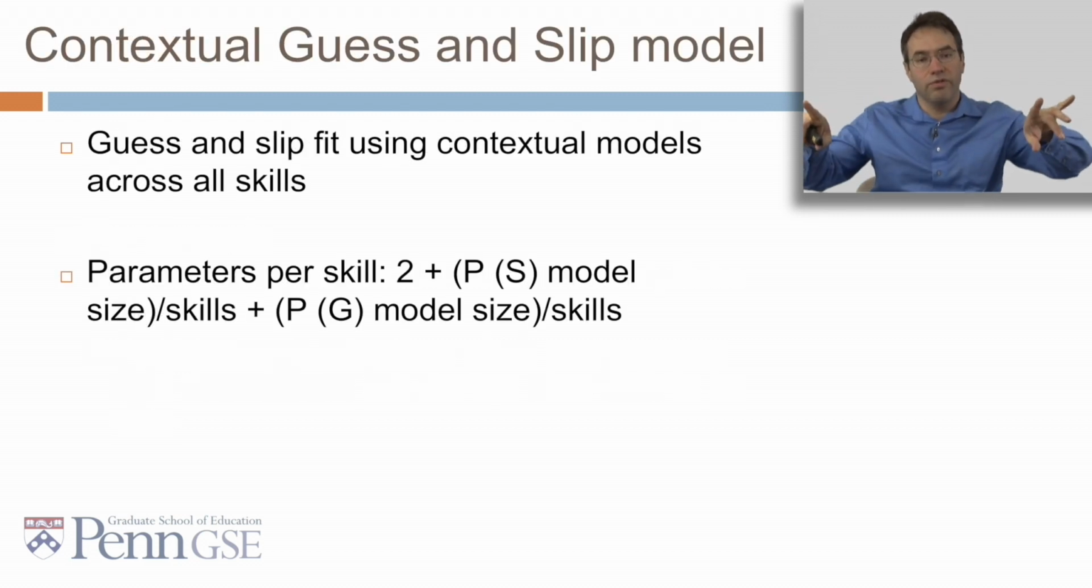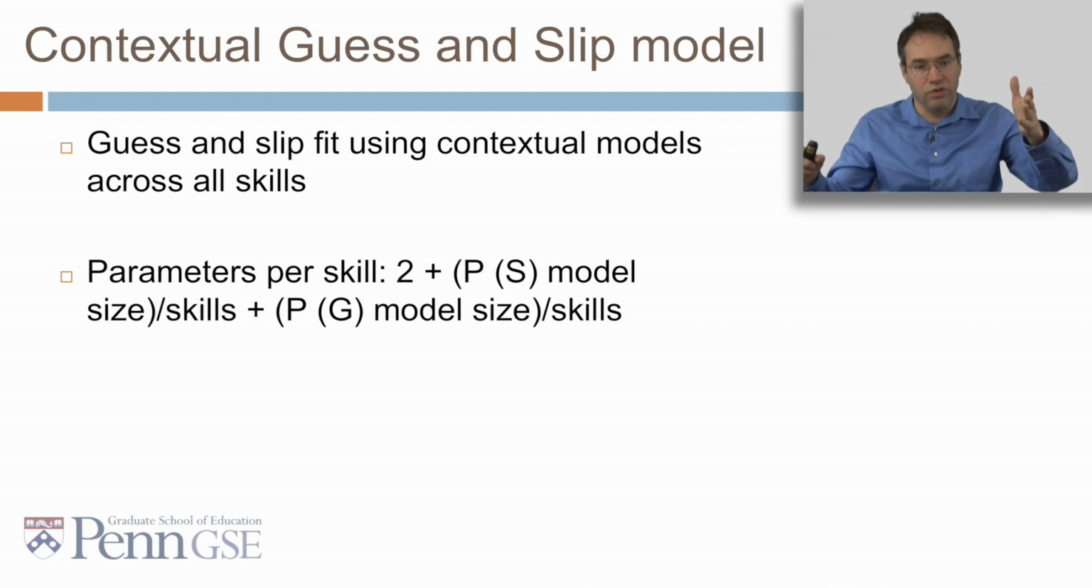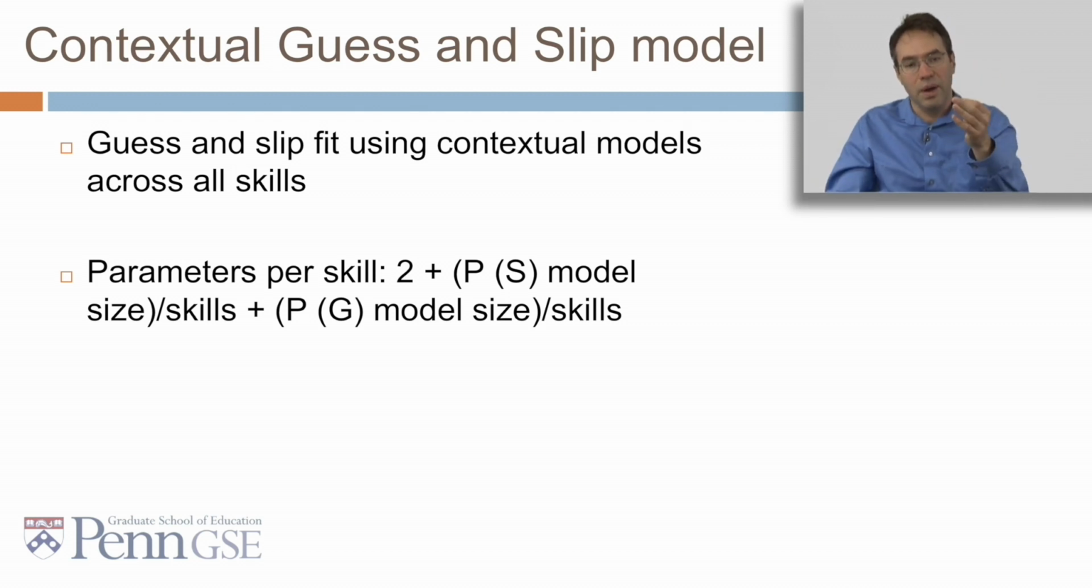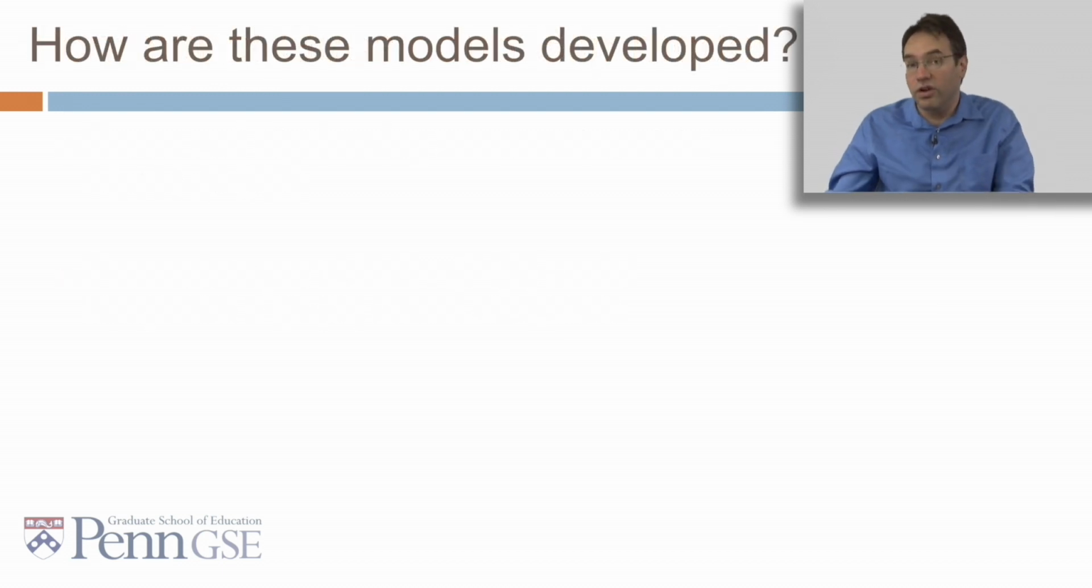Guess and slip are therefore fit using contextual models across all skills. And in this case, the parameters per skill are 2 plus the model size of P of S divided by the number of skills, plus the guess model size divided by skills. This ends up amortizing to a good bit less than 4 parameters per skill.